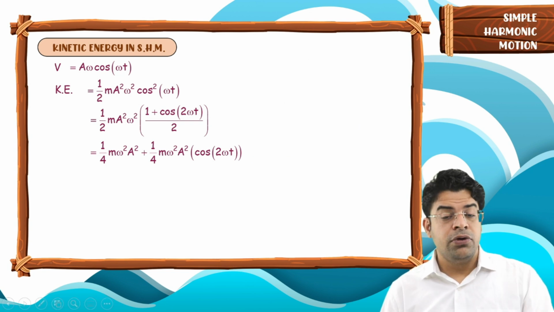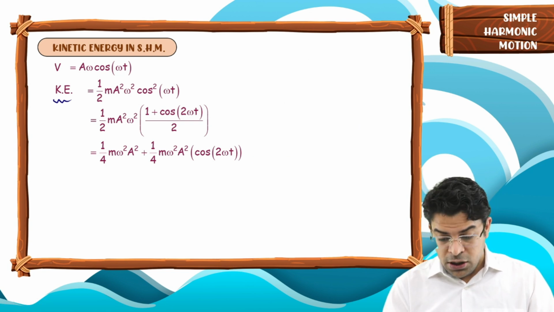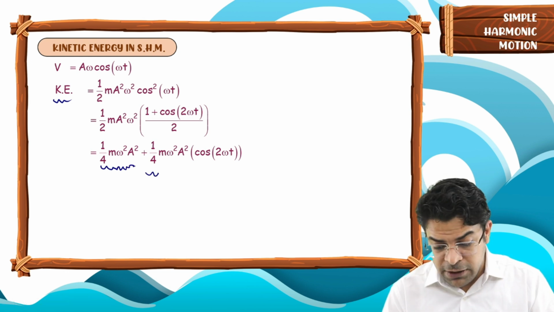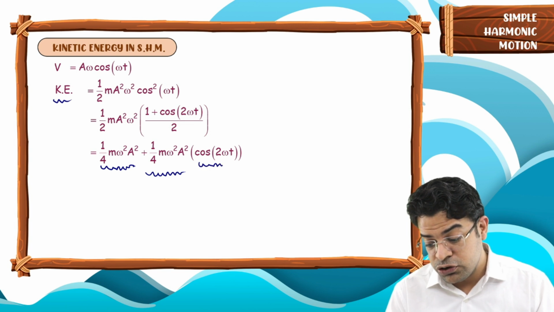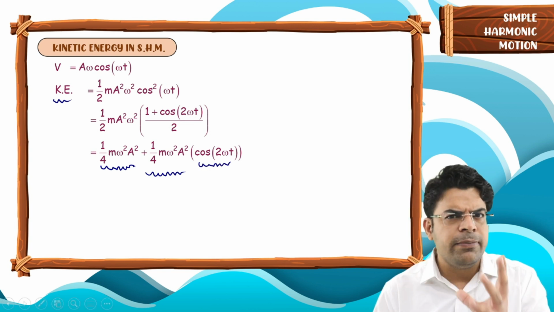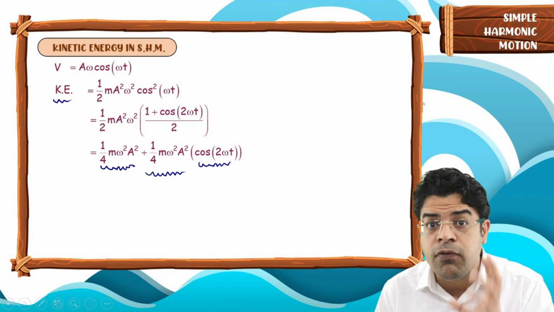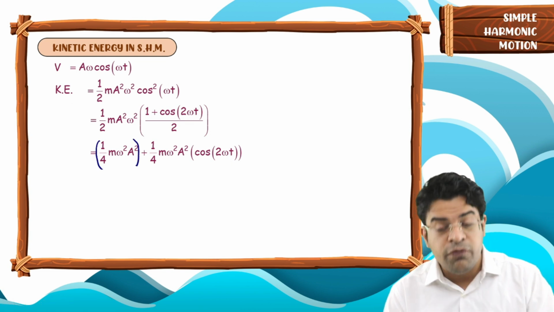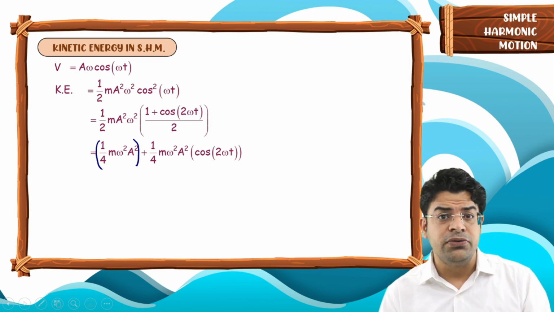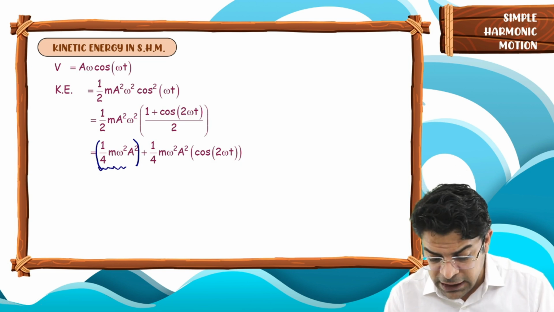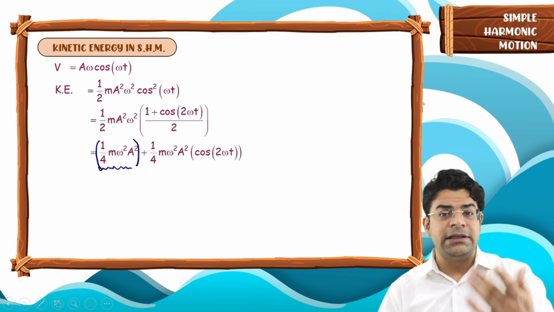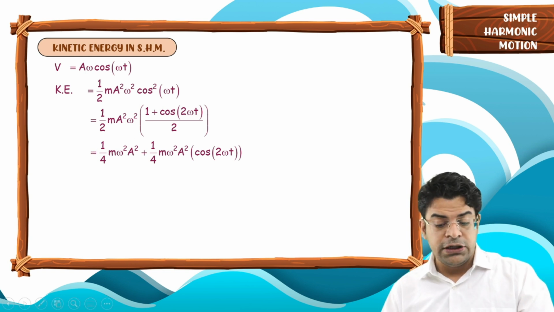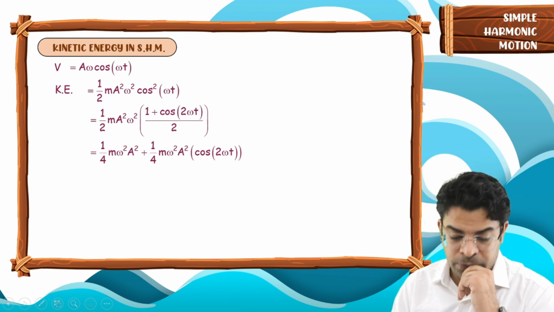So here, look, kinetic energy equals 1 by 4 m omega square a square plus 1 by 4 m omega square a square cos 2 omega t. Now tell me kids, what is the mean value and what is the amplitude? So you will say, sir, this part which is not at all varying with time, that is the mean value. So the mean kinetic energy of a particle performing SHM is given by 1 by 4 m omega square a square.